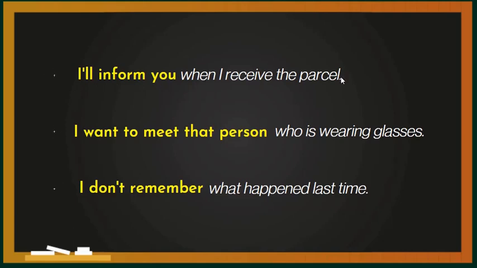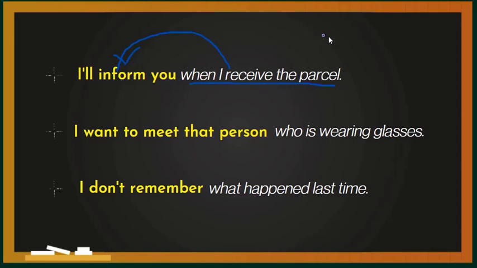Let's look at the second part of the sentence. When I receive the parcel. Now, I and receive, again subject and verb, so this is also a clause. In a sentence, we have two clauses. So, if you look carefully, this part of the sentence, when I receive the parcel, is giving you the information about the verb inform. I'll inform, but when will I inform? When I receive the parcel.